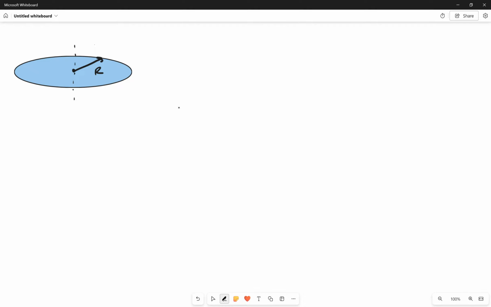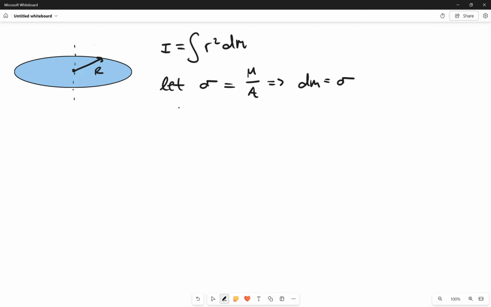Okay, so we know that the integral for the moment of inertia, just like before, is the integral of r squared dm. Again, r is just r, but for dm we have to define something first. I'm going to let sigma, a cross-sectional mass density, be m over A, which implies that dm, just like before, is the density sigma times dA. Well, if this is a disk, it's going to be circular. We know that A is just pi r squared, and we can differentiate this with respect to r. We get dA equals 2 pi r dr.